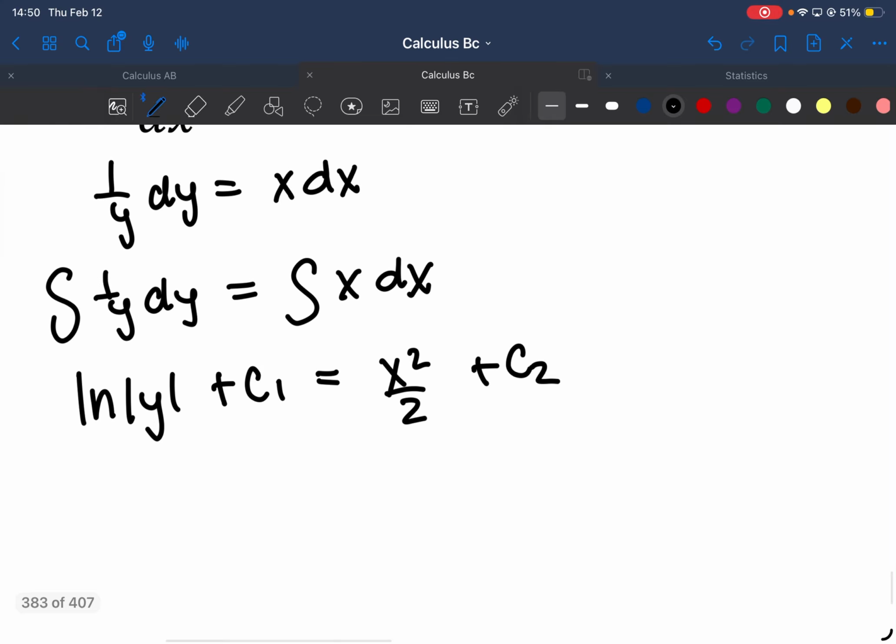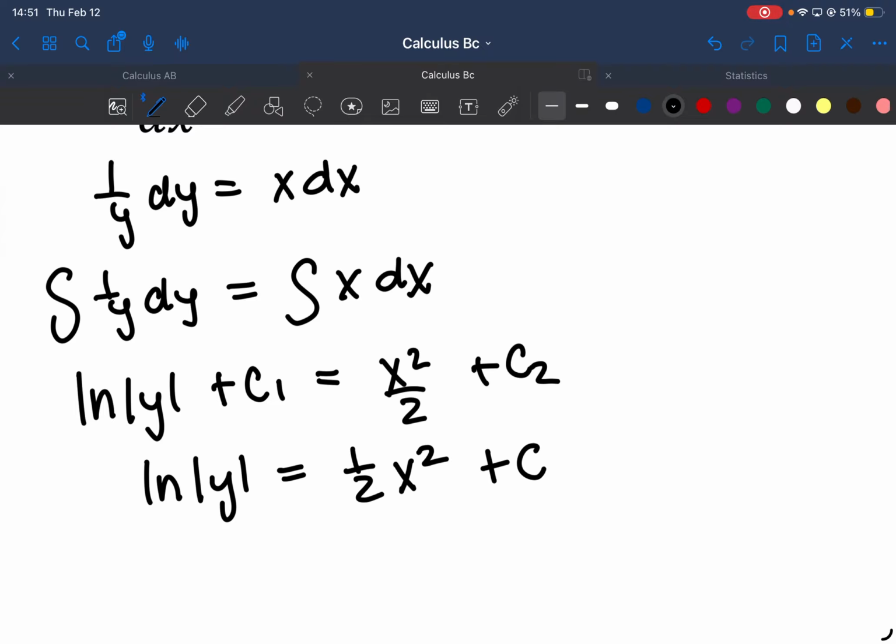Again, the hardest part on this notes is if you can remember how to integrate. That's it. Okay. Once I get to here, I need to get y by itself, so I'm going to move c1 to the other side. And that's going to turn into what? Plus c. So the natural log of absolute value of y is equal to 1/2 x squared plus c.